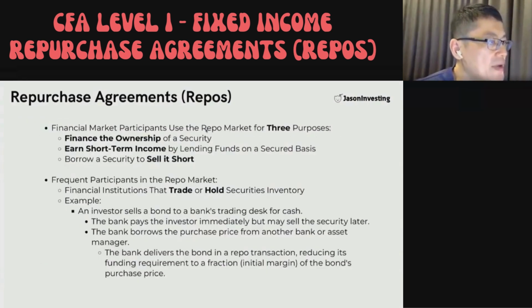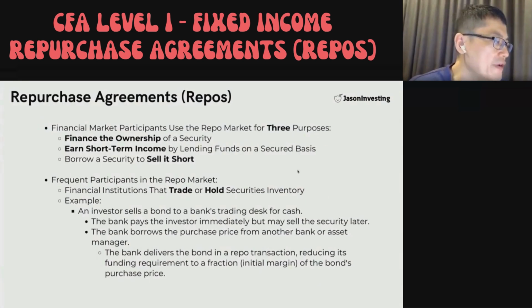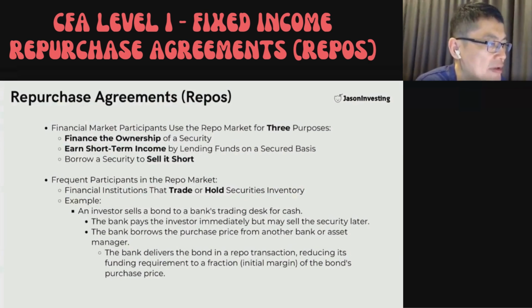Financial market participants use the repo market for three general purposes. The first one is financing the ownership of a security. If the market participant doesn't have the cash or doesn't want to spend the cash on buying the security, what they can do is buy the security and straight away repo the security out. In that case, they would take the cash from the repo and pay the seller.